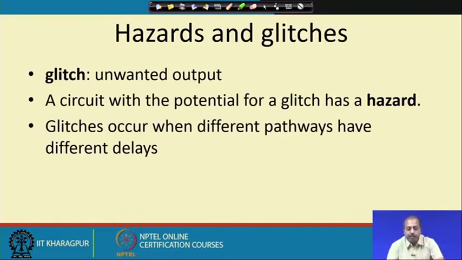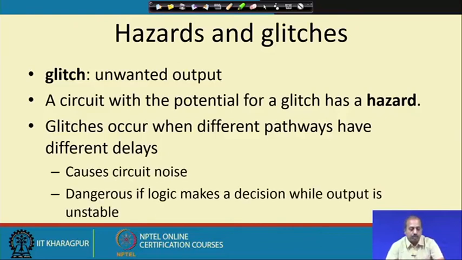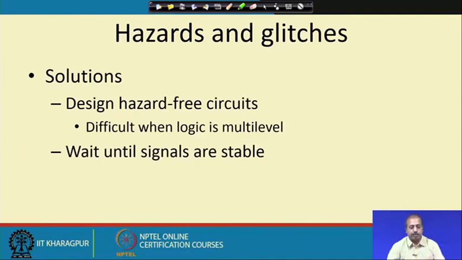Glitches will occur when different paths have different delays. If different paths from the input to the output have different delays, then glitches may occur, and it causes circuit noise and is dangerous if logic makes a decision while the output is unstable. Say a combinational circuit has a hazard. The output is not stable in between, and if at that time we take a decision based on the output of the circuit, that is incorrect. That creates a problem, so these glitches are to be avoided as far as practicable.